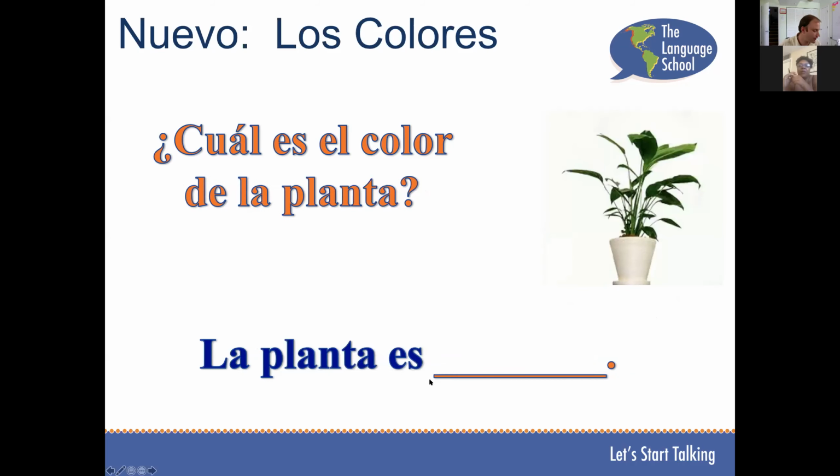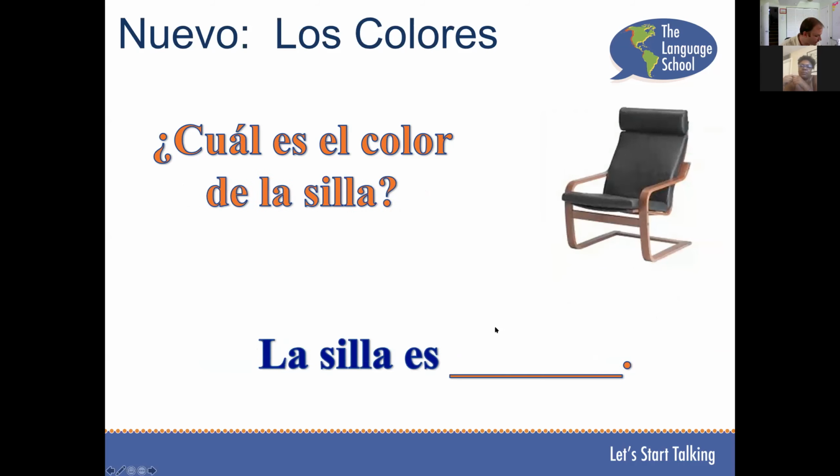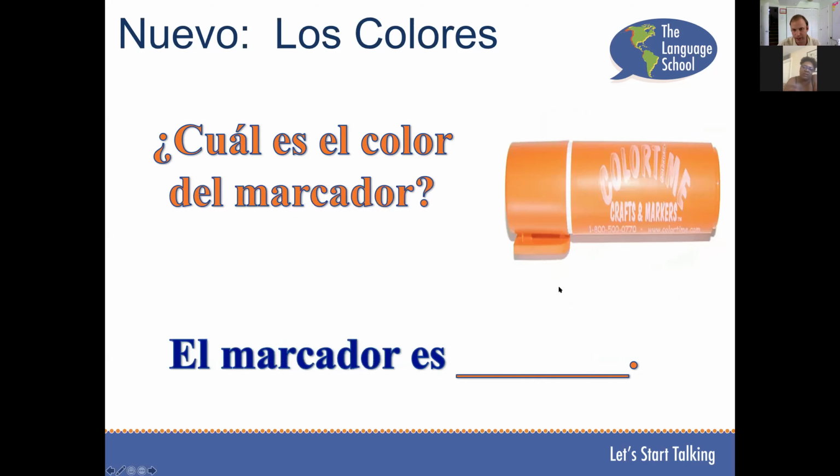¿Cuál es el color de la planta? La planta es verde. ¿Cuál es el color de la silla? La silla es gris. Es negra. Oh, negra. Yeah, I mean, gray, if you're having trouble seeing the color, that's fine. Yeah, I'm fine. ¿Cuál es el color del marcador?